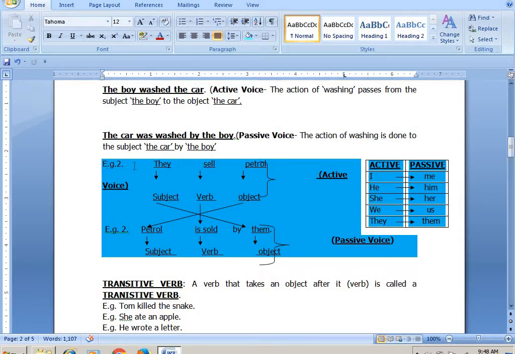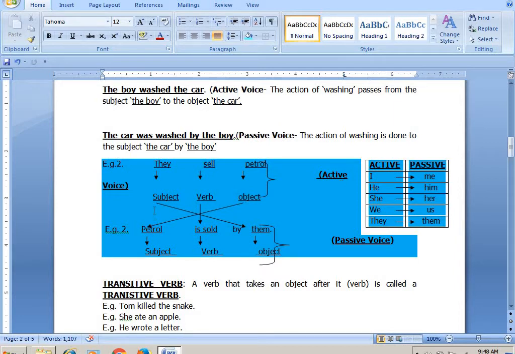Remember that. And so, example: they sell petrol. Over here, what happens, students? It is in the active voice. They is the subject, sell is the verb, and petrol is the object. Every sentence has a subject and a verb, and an object also. Object can be one, object can be two. But students, remember, we'll see that also. Look over here. Sell, as I told you, is the verb, they is the subject, and petrol is the object. And it's in which voice, students? It's in the active voice.